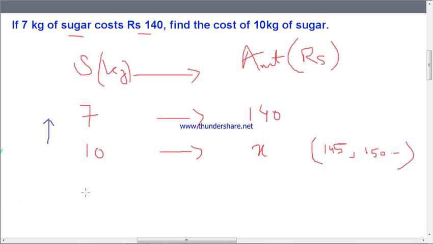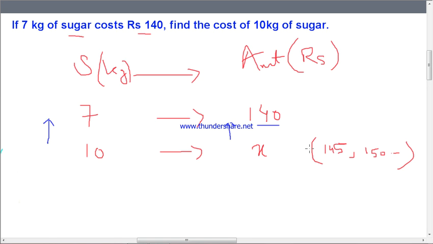Now let's go to the other part over here. It is 140 and we have assumed that it will be more than 140. It will be either 141, 142, 145. So this is 140 over here and it is more than 140. It is also increasing over here. So what kind of change has occurred? I think it is direct variation.